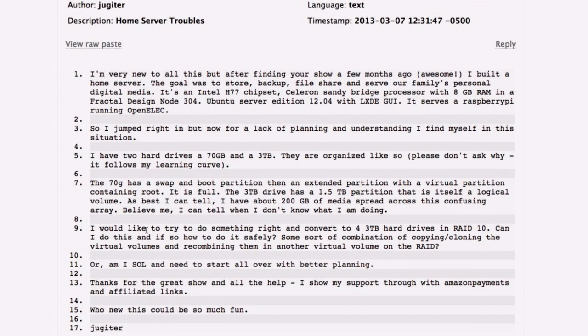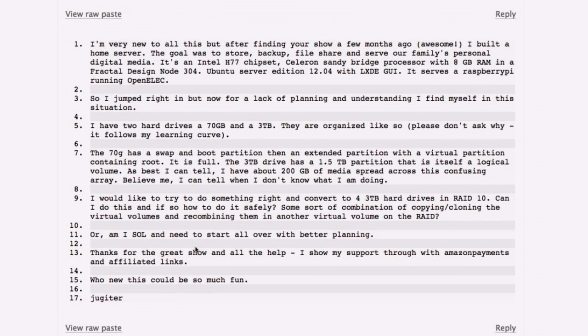I would like to try to do something right and convert the 4 3 terabyte hard drives into a RAID 10. Can I do this? And if so, can I do it safely? Some combination of copying, cloning the virtual volumes and recombining them into another virtual volume or something like that. Oh boy. He says, or am I totally out of luck and need to start all over with better planning? Thanks for the great show and the help. I show my support through Amazon payments and the affiliated link, but who knew this could be so much fun? In order to basically take some drives that have data on them and upgrade them into an array, yeah.